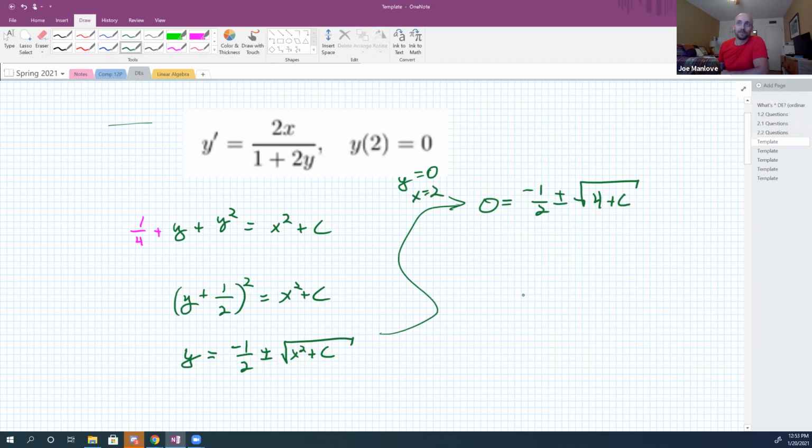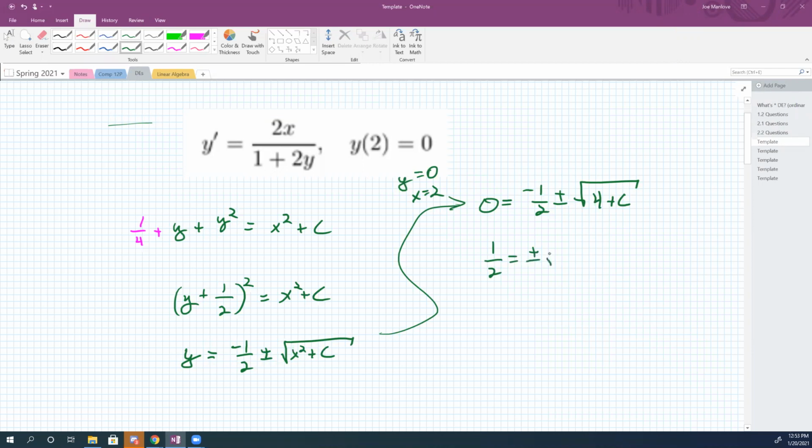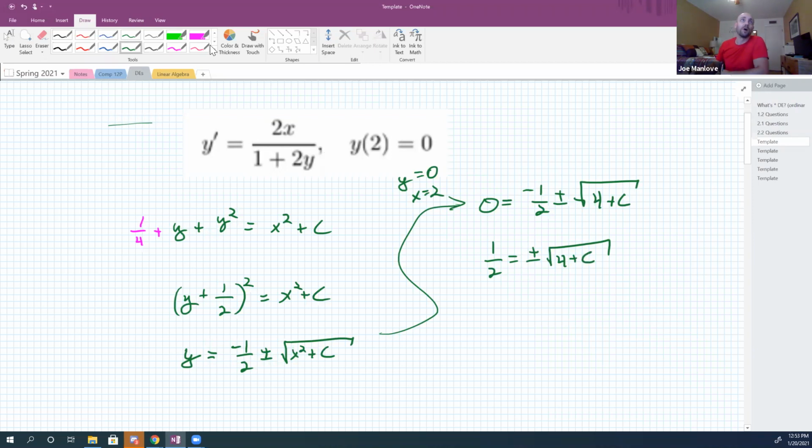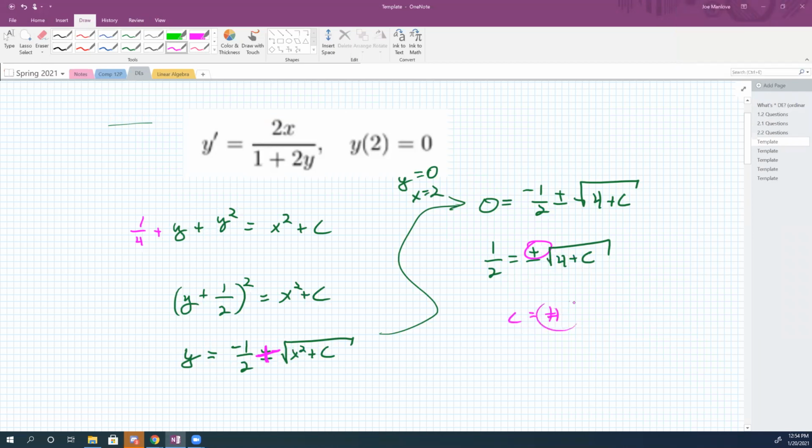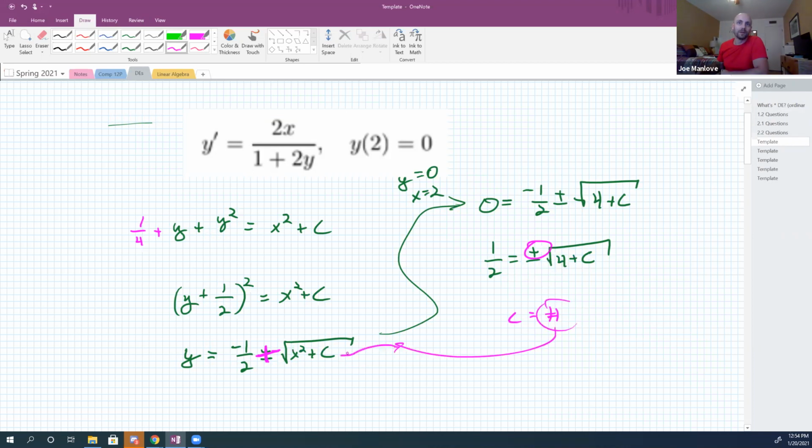You guys see that? So I'm going to get that 1/2 is plus or minus the square root of 4 plus c. Okay, so that means I need the positive branch. Right. So if you square both sides, you don't have to worry about the positive one. You guys with me on that? Yeah. Okay, and then I'm going to finish solving for c here, which you guys can do, but we're out of time. So you get c equals a number, and then cram that number back in there.